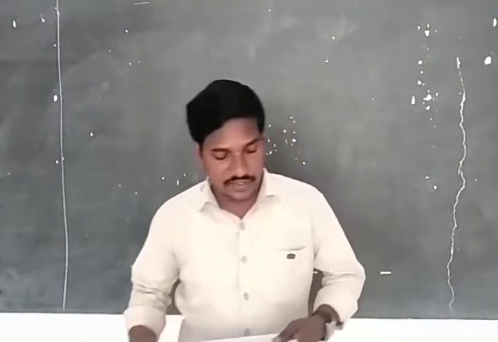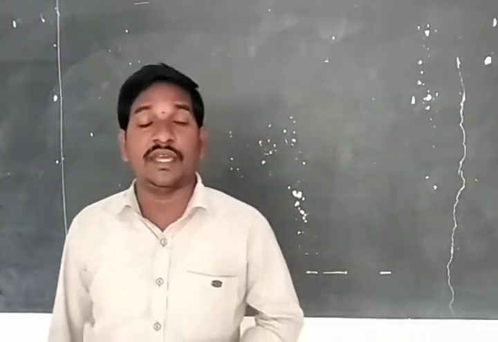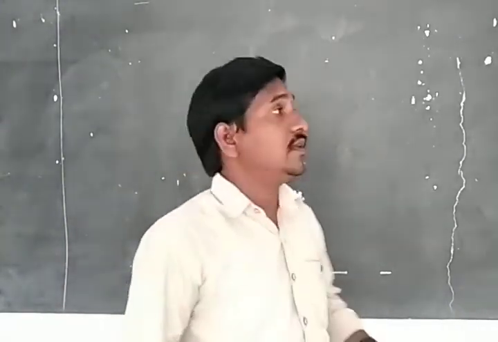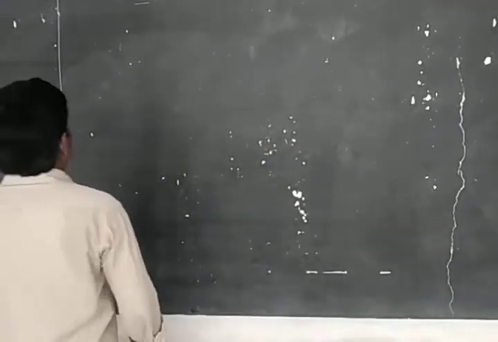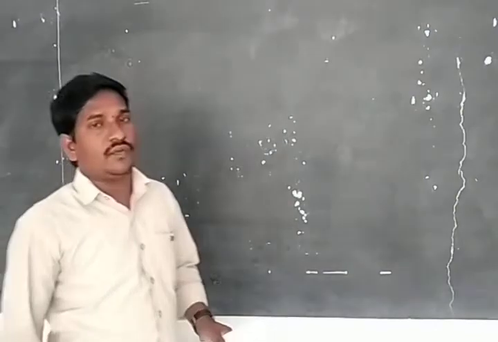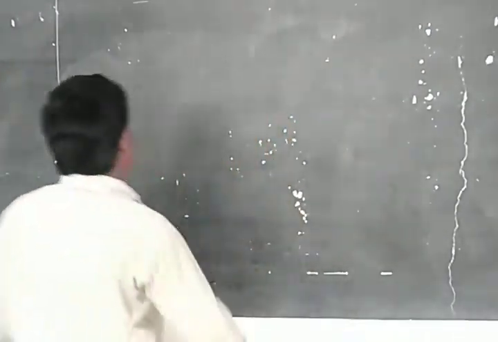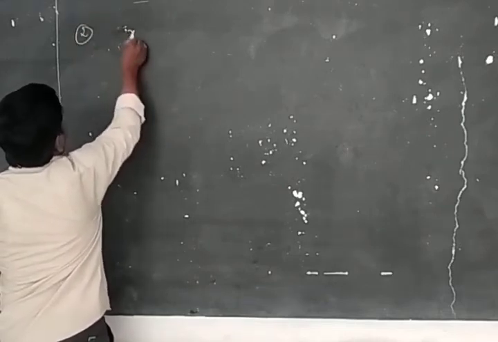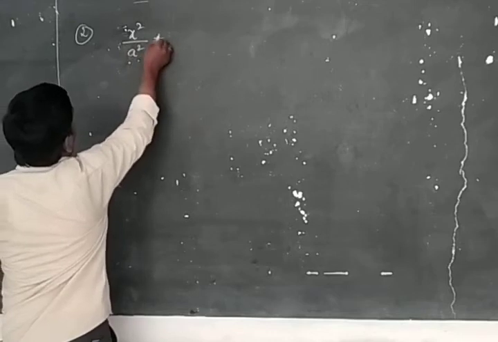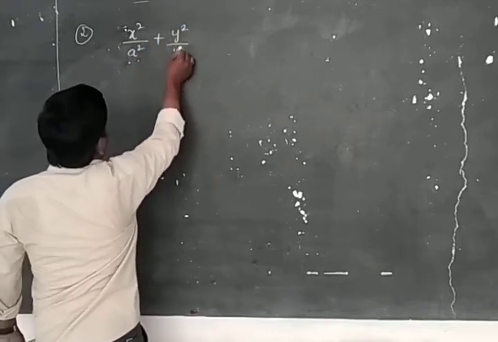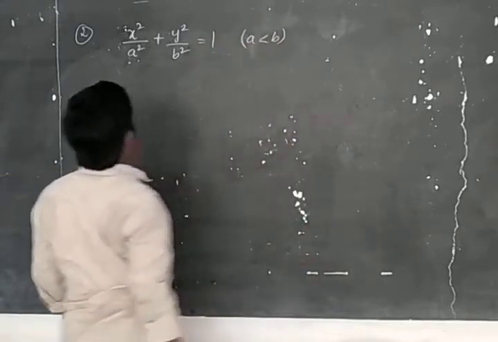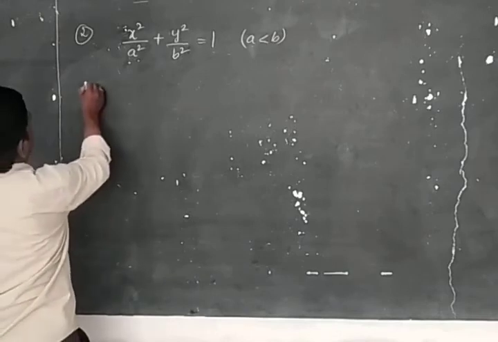Okay, good morning students. In the previous class, we discussed the ellipse x square by a square plus y square by b square equal to 1. If a greater than b, we learned ten components of the ellipse. The second one, x square by a square plus y square by b square equal to 1, a less than b.